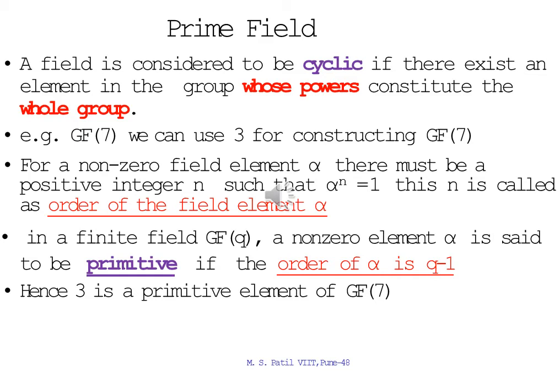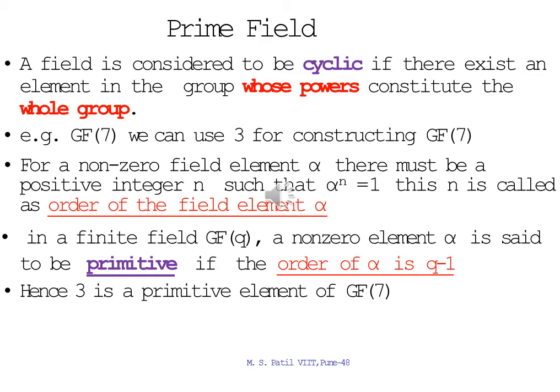For example, in the previous example, there can be some other elements also. By taking their powers, you can construct the complete field, but I will choose an element which is primitive. You can do this exercise with other elements also. You can take powers of 2, 4, 5, and by using higher orders and taking the mod operation you can construct the field, but all of them will not satisfy this condition, that the order of the element is q minus 1.